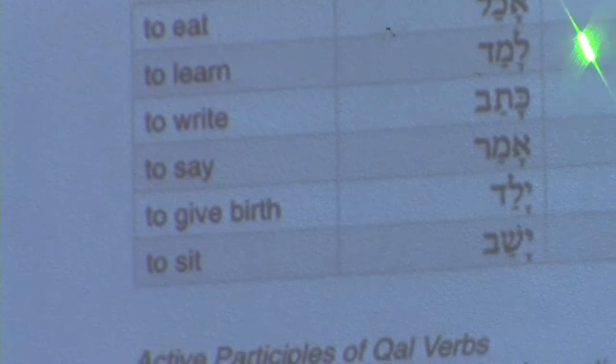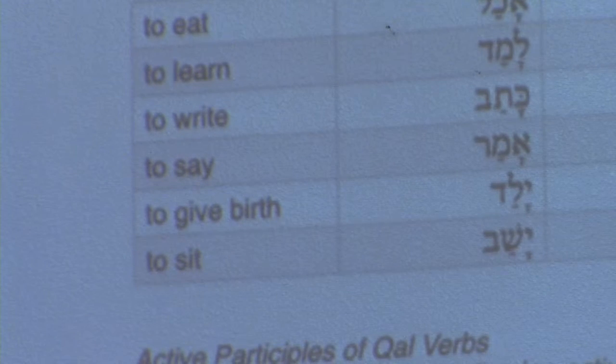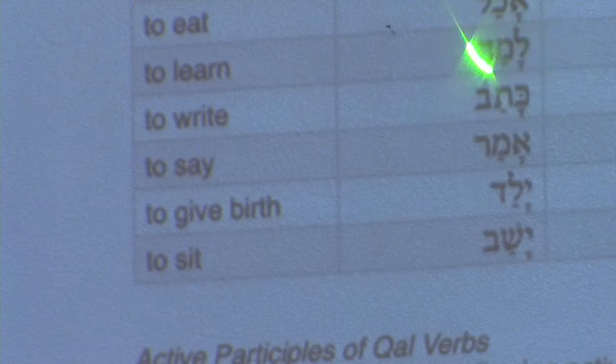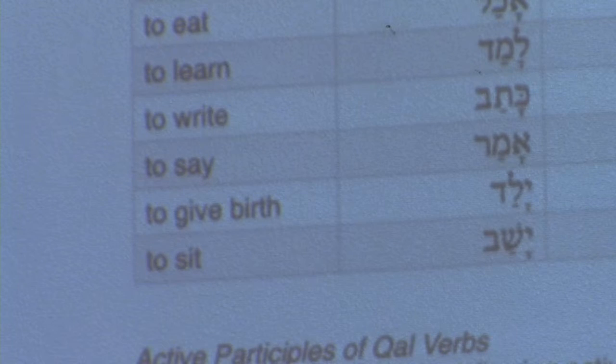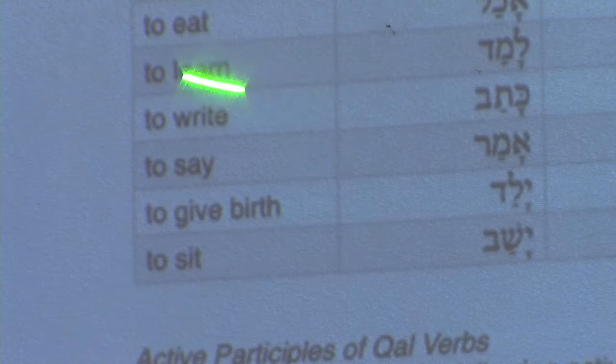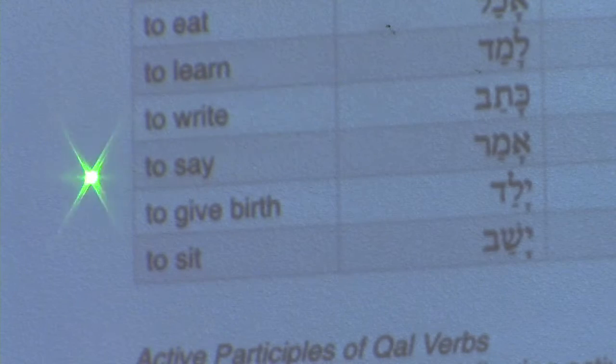The next one is to learn. Lamad. Breaking it down once again, la-mad. Right? Because that's one complete syllable, a consonant, vowel, consonant. La-mad. I hope everybody understands how that works now. You should be able to understand how that works with a consonant, vowel, consonant being the syllable at the end of the word.